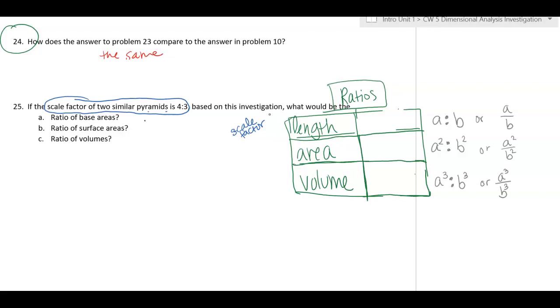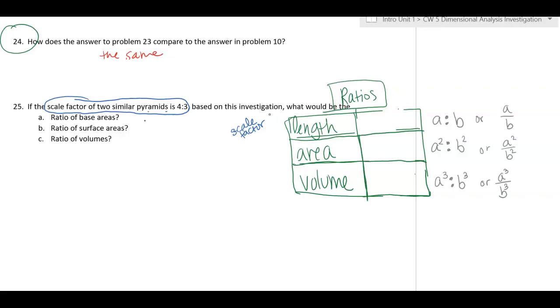In order to be in this category, I would have had to have calculated some sort of area, a surface area, a lateral area, a base area, the area of one side, something like that. And in order to be in this category, I would have to have calculated a volume. Is that all right? So when they say scale factor, that falls into this category.